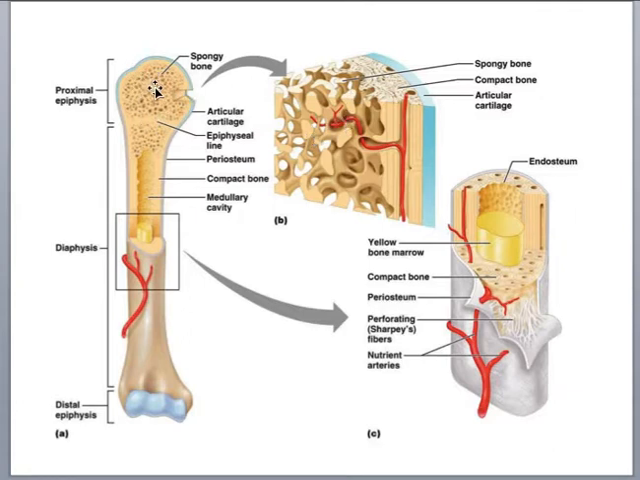So located inside of the epiphyses, this is where you find all that spongy bone, okay? And this is where you find the red bone marrow.